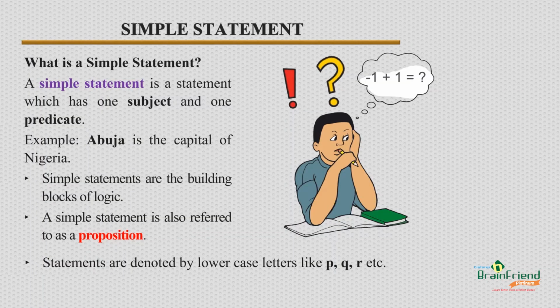It is important to note that a statement can either be simple or compound. But in this class, we'll be discussing the simple statement. And what is a simple statement? A simple statement is a statement that has one subject and one predicate. For example, Abuja is the capital of Nigeria. This is a simple statement. Simple statements are the building blocks of logic, and they are also referred to as propositions. In logic, we represent these statements with small or lowercase letters like P, R, S, etc.